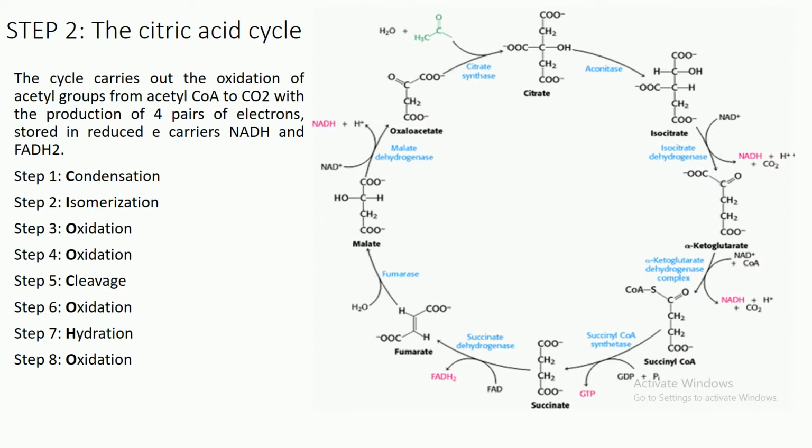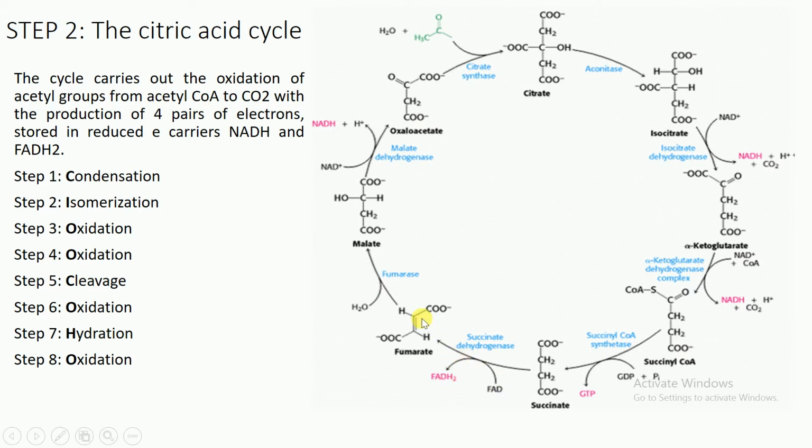Once succinyl coenzyme A is formed, there occurs cleavage of the CoA group and it leads to the formation of succinate, and the enzyme into action is succinyl coenzyme A synthetase, and there is release of GTP. The GDP combines with inorganic phosphate and forms GTP. In the sixth step, again there is oxidation of succinate to fumarate with the help of the enzyme succinate dehydrogenase, and there is formation of FADH2.